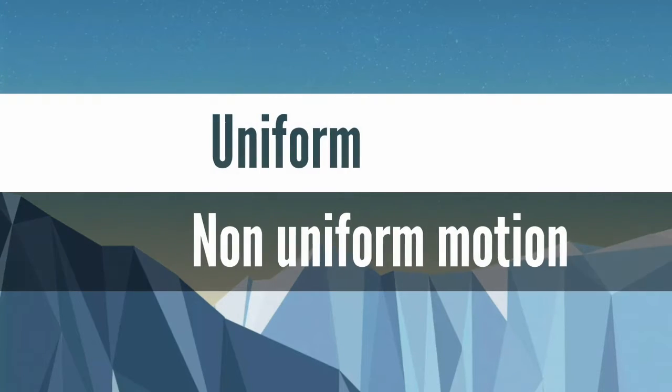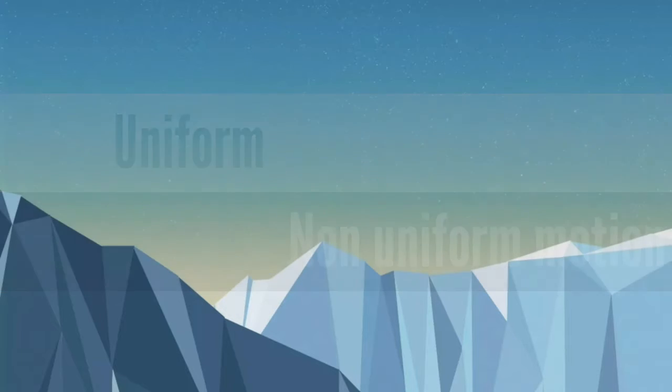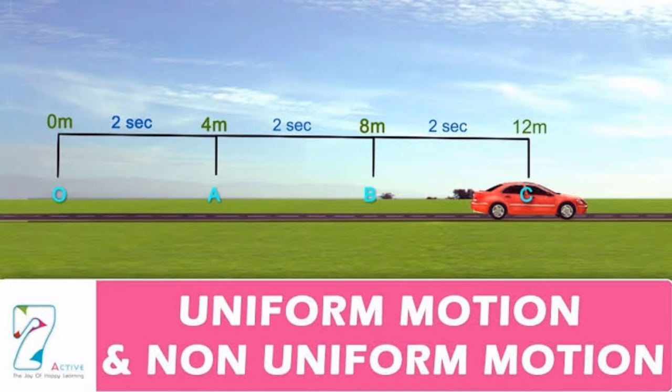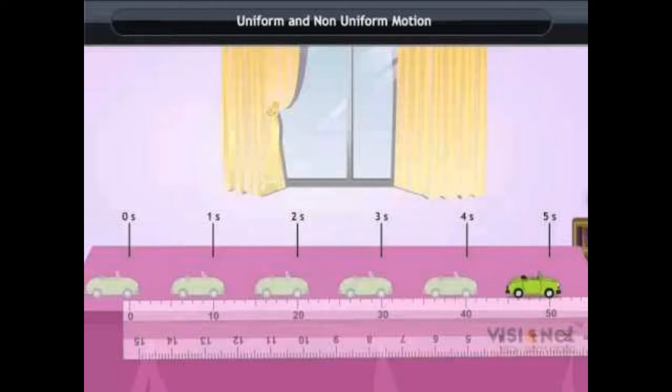So we start with uniform and non-uniform motion. An object is said to have a uniform motion if it covers equal distance in equal intervals of time along a straight line. For example, if a car covers a distance of 50 km in the first hour, 50 km in the second hour and 50 km in the third hour and so on, then it is said to have a uniform motion because it covers equal distance within every hour.